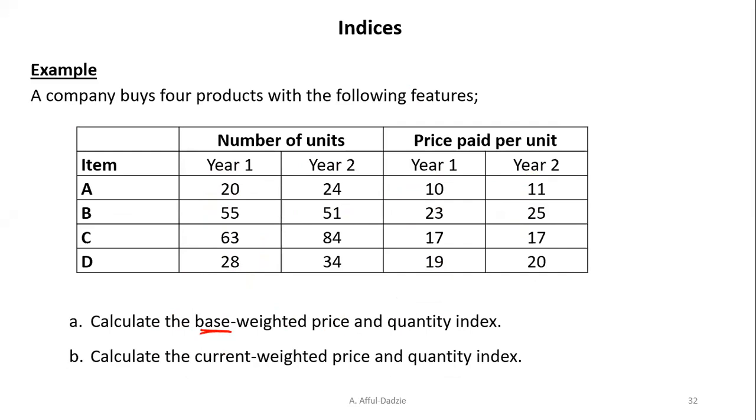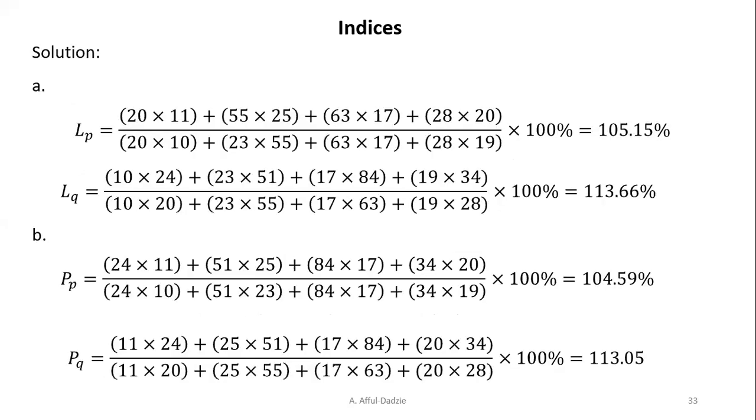Now, if you're doing the current weighted one, which is the Paasche index, current means the current price or quantity; base is the base price or quantity. So if you're doing a price index, you're going to use the current quantity as the weight. If you're doing a quantity index, you are going to use the current price as the weight. This is to be understood.